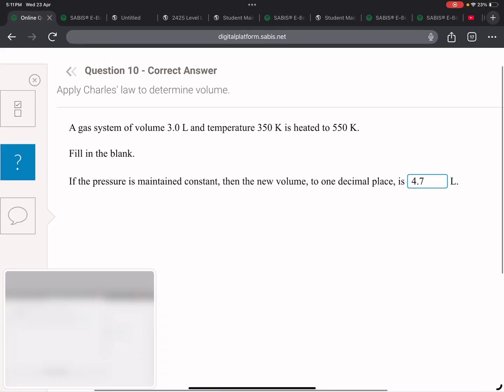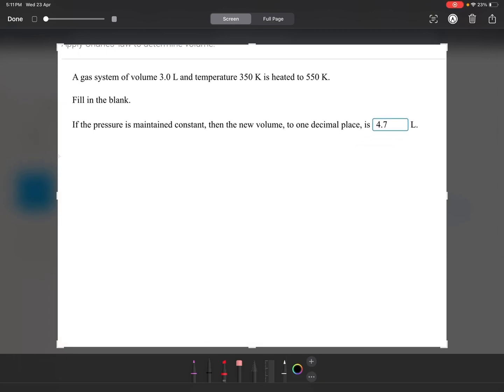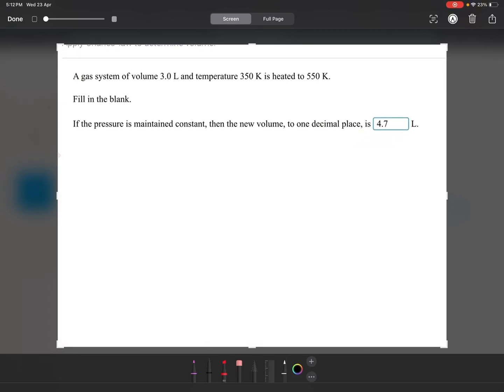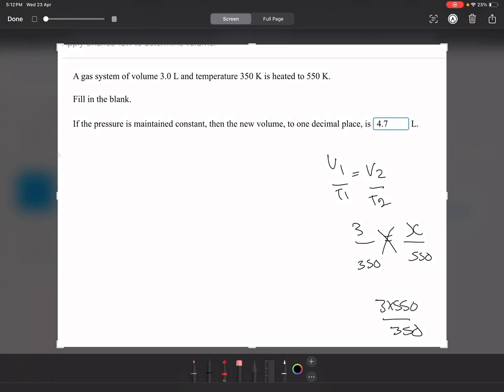A gaseous system, whatever. Okay, we have here volume and temperature. That's V1 over T1 equals V2 over T2. Volume 1 is 3, temperature 1 is 350 equals volume 2, which is x, over temperature 2, which is 550. Cross multiply 3 times 550 over 350. Let me do that. You get 4.7. They wanted one decimal place, so it's just 4.7. And that's it for 6.6.